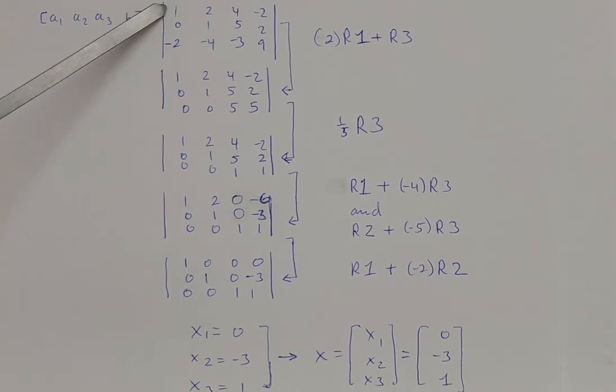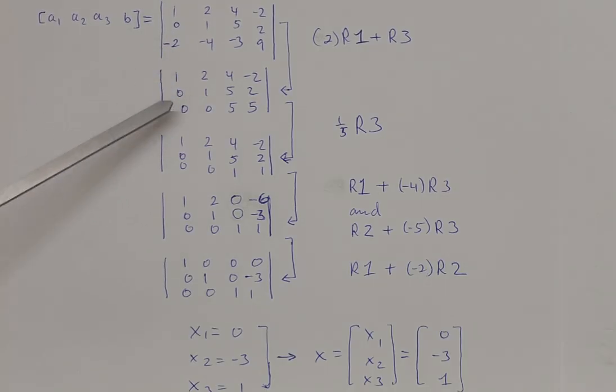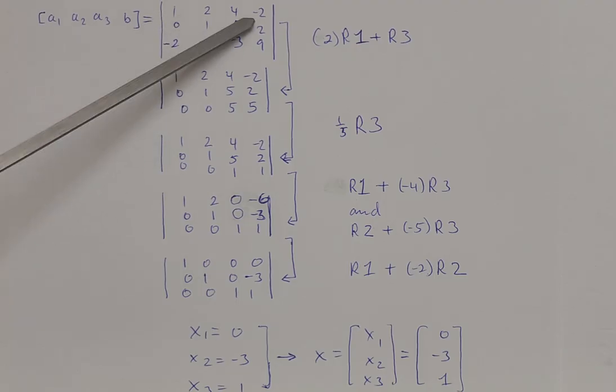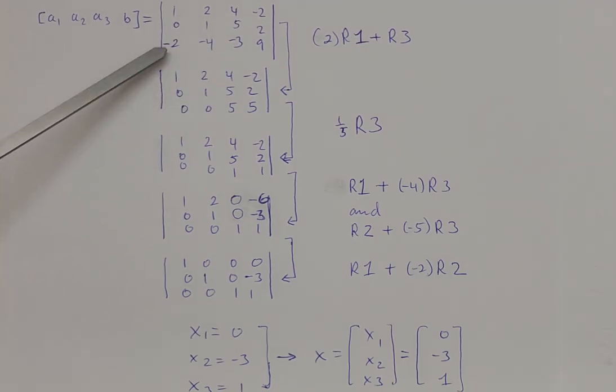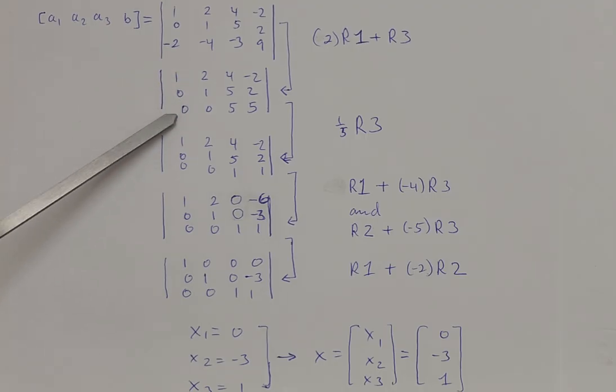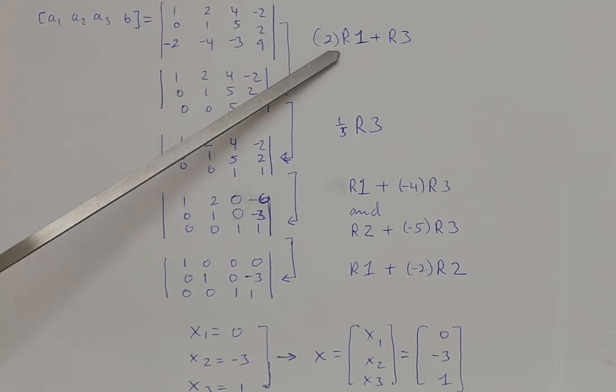Since this is a 1, we leave it alone. This is a 0, we leave it alone. One more time, this is a 1, leave it alone. This is a 0, leave it alone. Now we just need to take care of this -2 so that it becomes 0. So the first row and the second row stay as is. We just need to change -2 into 0. So the opposite of -2 would be +2.